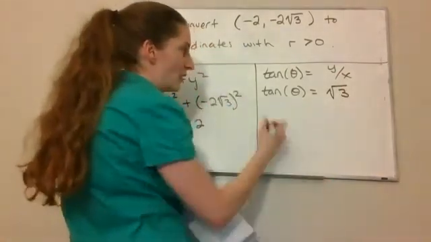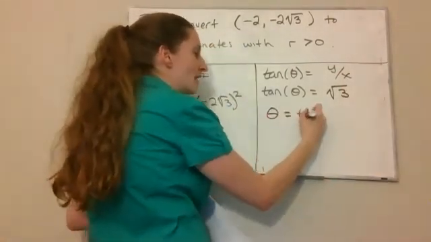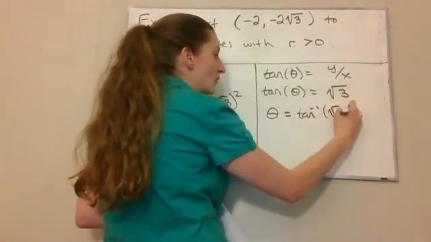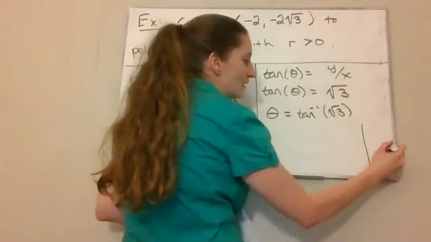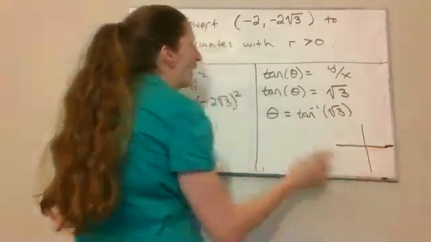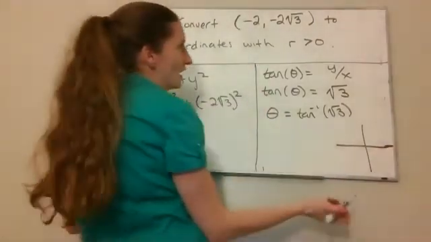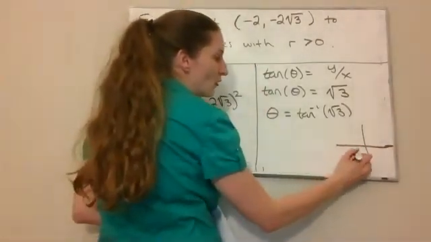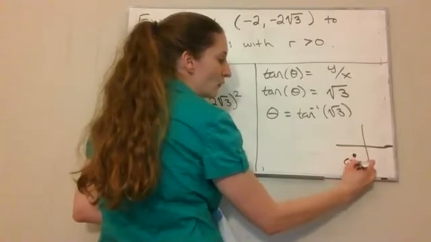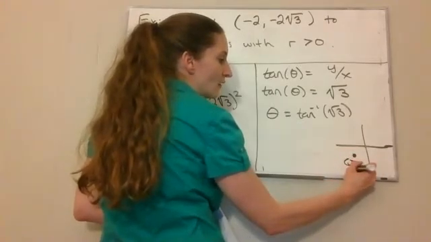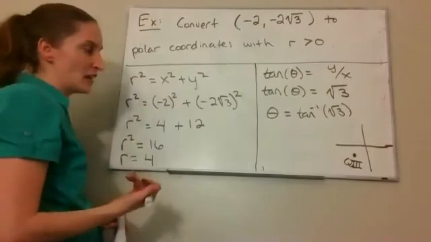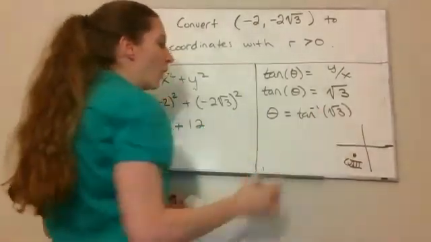But now's the tricky part. I know theta is going to be an inverse tangent of the square root of 3, but let's take a look at what this point would look like. The point (-2, -2√3) is somewhere over here in quadrant 3. So I need to make sure that the angle that I choose ends up being in quadrant 3.